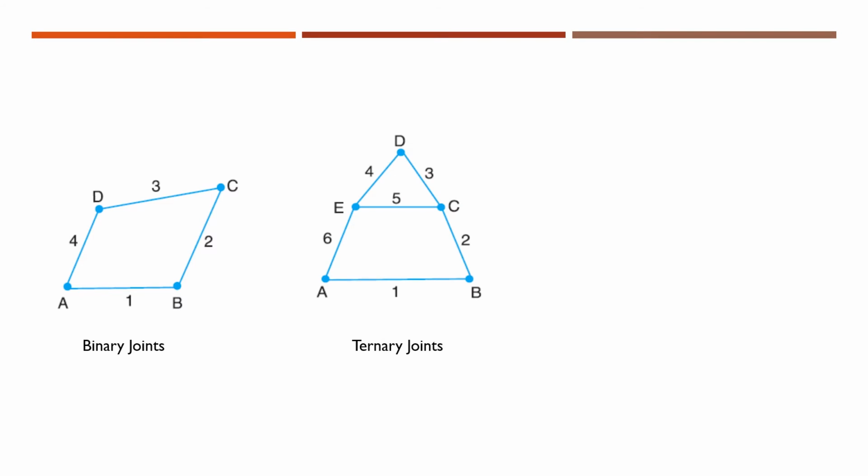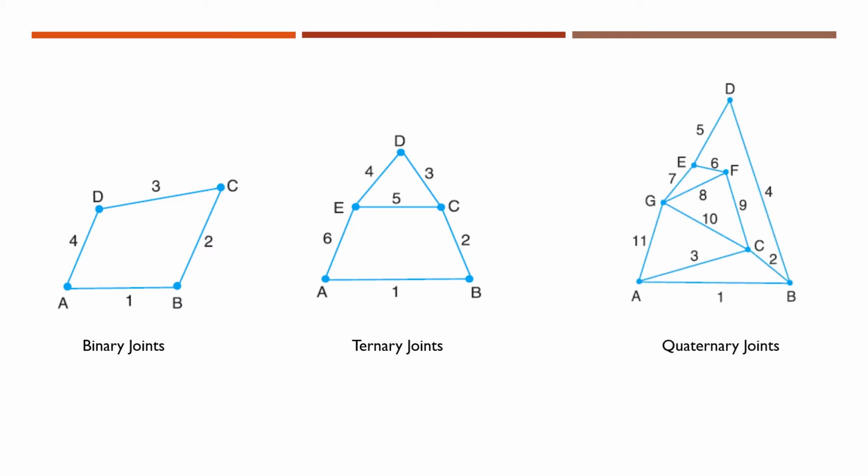Second one is the ternary joint. Just look at point C. You can see that links 2, 3 and 5 are joined. That is, 3 links are joined, and so it is the ternary joint. Similar is the case with point E also, where 4, 5 and 6 are joined.